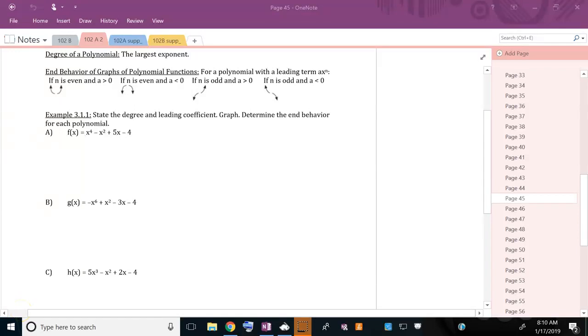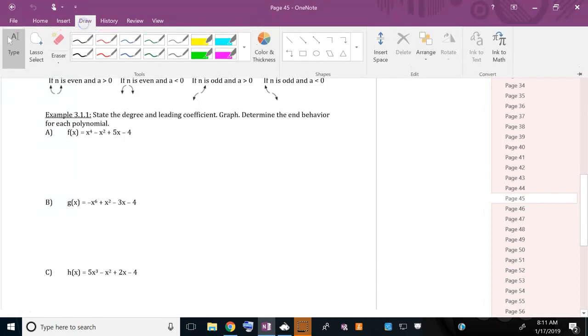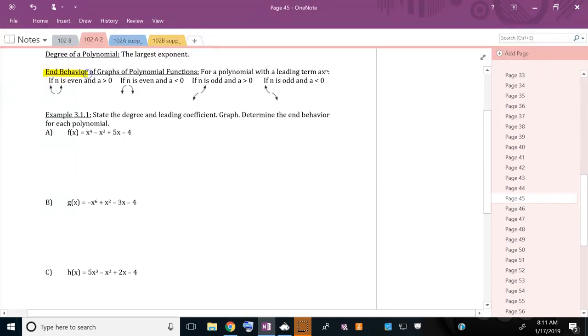Math 102, example 3.1.1. Here we're going to start looking at polynomial functions. Our first definition is the degree of the polynomial, and that is simply the largest exponent. Now, one of the main things we want to be able to predict is the end behavior of a polynomial. In other words, what it's doing on the far left and then on the far right. So we don't necessarily know about the middle, but we can predict the ends.